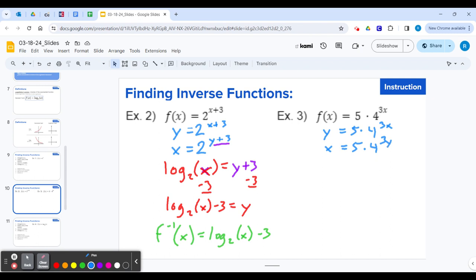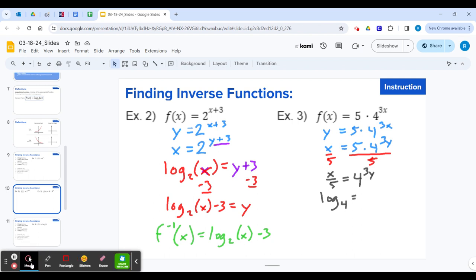Now we can't write in logarithmic form yet. First thing we're going to have to do is take care of that 5. So I'm going to divide by 5 on both sides. Divide by 5 on both sides, I get x over 5 equals that base of 4 to the 3y. Now I can rewrite in log form. So I'm going to have the log, my base is 4.